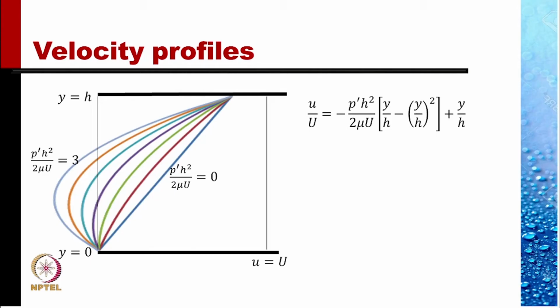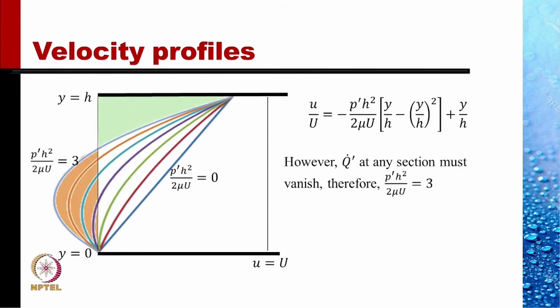And this 3 is where Q dot is 0. The volume flow rate positive and the volume flow rate negative, they cancel out. So Q dot prime at any section must vanish, and this vanishes only when the value of that parameter is 3. The green area is exactly equal to the brown area, and the net flow is 0.